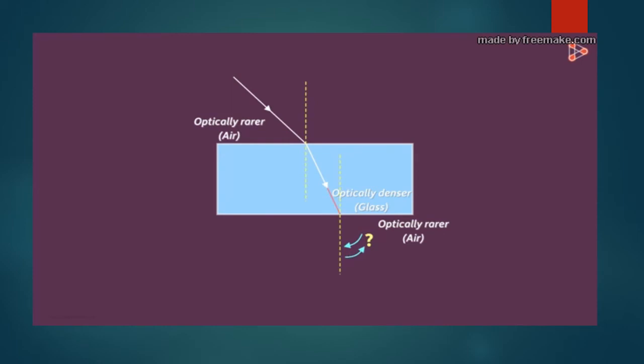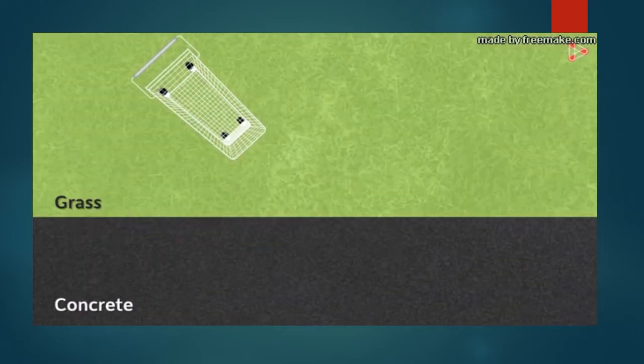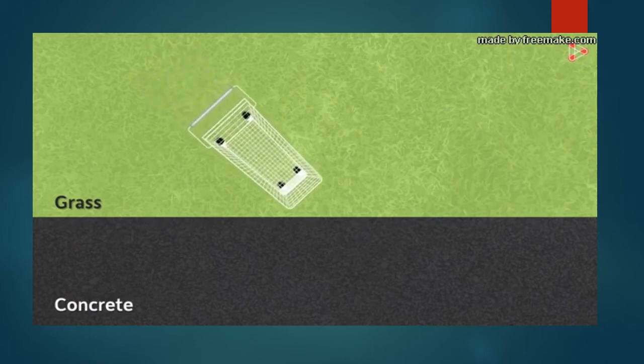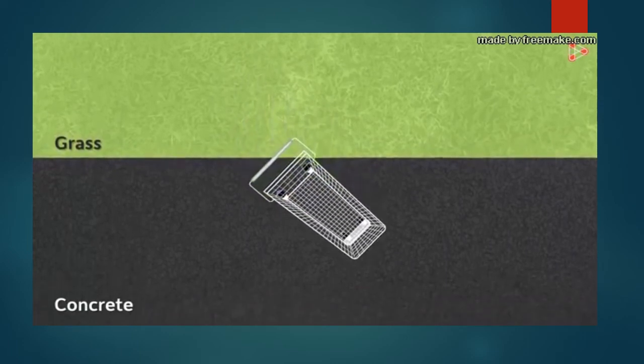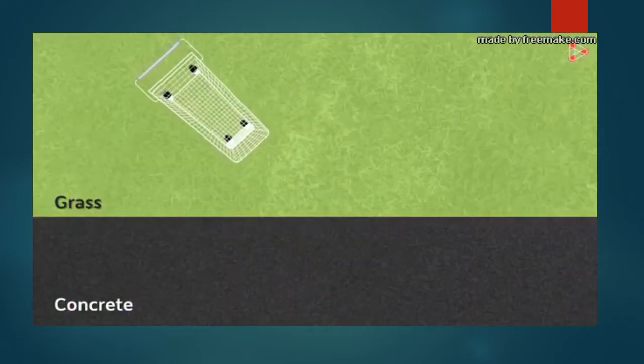To answer this question, let's switch back to the cart example. This time, the cart is here on the grass and it's being pushed towards the concrete patch. What will happen here? This is how the direction of the movement of the cart will change. Why? Let's see the animation slowly.